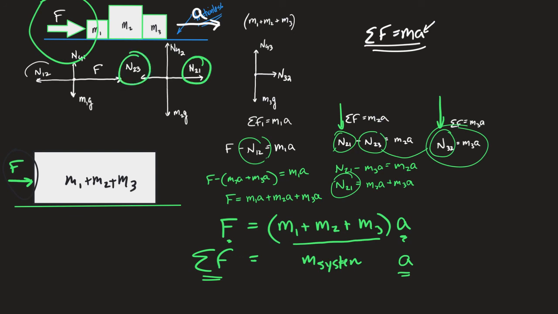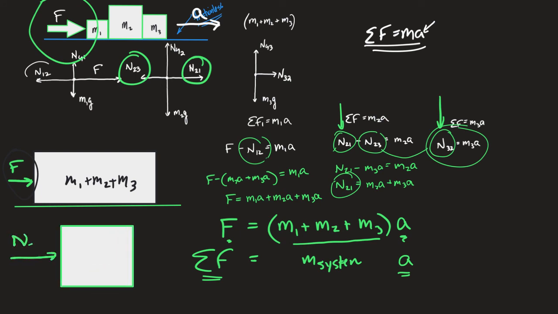If we look at where those 2 forces actually act on M2, those 2 forces don't act from its center. Those 2 forces act on the outside of M2. There is N21 here and N23 here. They're acting to crush this box.